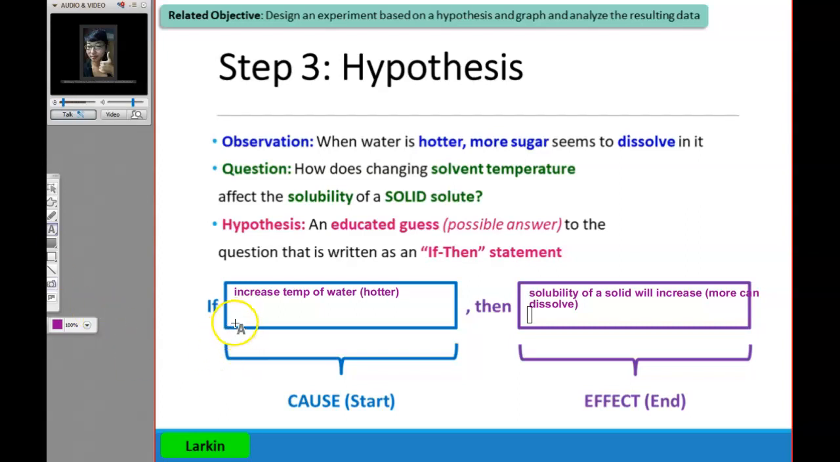On the other hand, we can also say it the opposite way. If we were to decrease the temp of water so that it's colder water, like iced tea, for example, then what happens to solubility? Remember, solubility is an actual number. So what's happening to the actual number of grams that we can dissolve? Yeah, it'll do the opposite. It will then decrease. So solubility of a solid will decrease and less will dissolve.